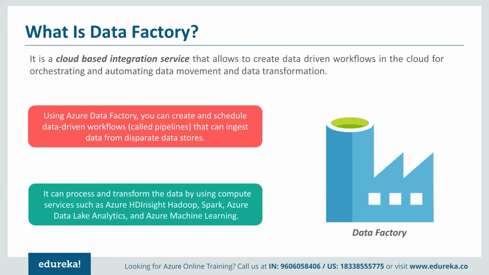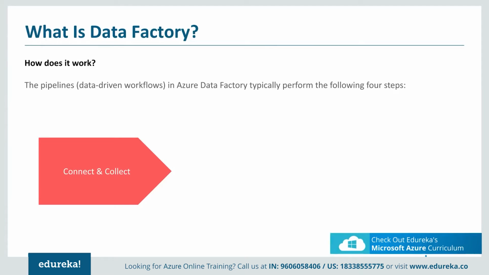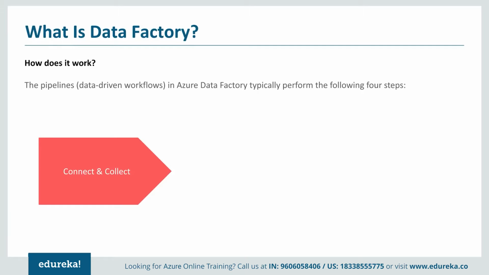So if you talk about particular steps, what does it do exactly? Well, first and foremost, it helps you collect and connect data. When I say connect, I'm talking about connecting to various sources from which the data can come. There are quite a few disparate sources from which the data can come. You can connect to all these resources by using your Data Factory. And then once you have this data, you can collect it and store it at a central place, say, for example, your data warehouse.